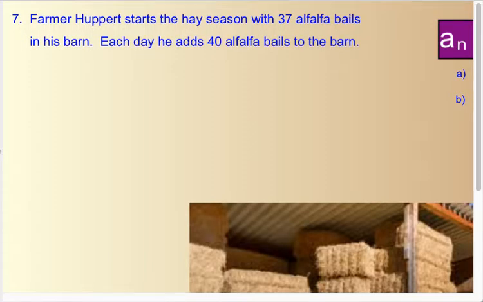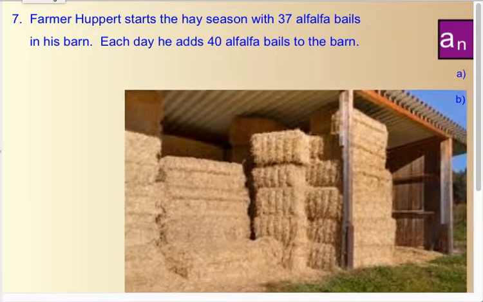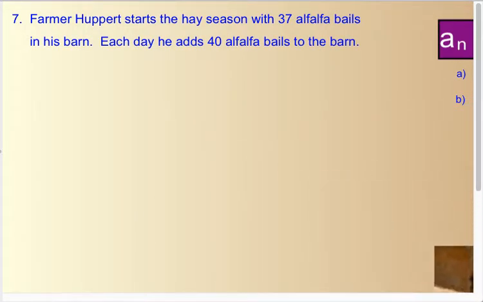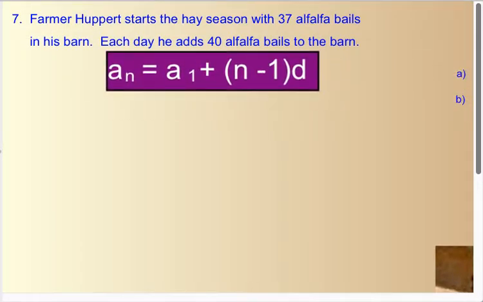Okay, we're going to Hoopert Farm. Farmer Hoopert starts the hay season with 37 alfalfa bales in his barn. Each day he adds 40 alfalfa bales to the barn. Here's a little barn. There's some bales in there. Sweet. Let's go back up here. Here's the formula we're going to be working with.